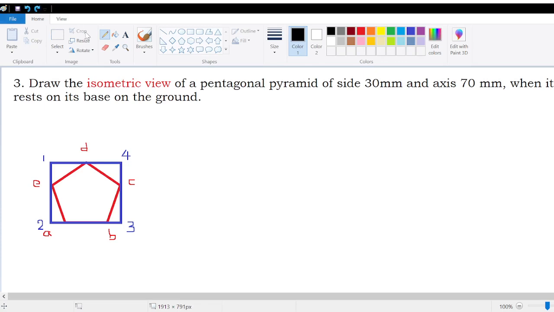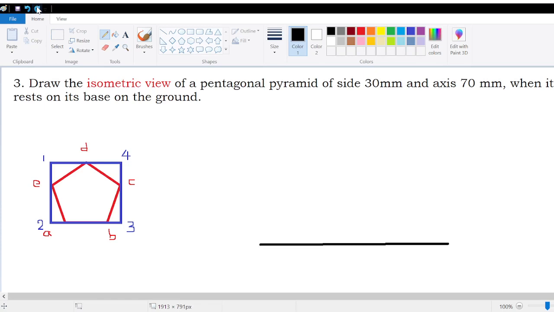Now for drawing the isometric view, first you draw a baseline and I'm going to pivot a point. So this pyramid is resting on its base on the ground. That means the pentagonal face, you assume that pentagonal face as a pentagonal lamina. So that lamina is horizontal. So there are no vertical edges for that lamina. So what we'll do is that we'll consider that it's a sheet of paper. So it is lying on the ground. So 1, 2, 3, 4 is a sheet of paper lying on the ground. So there is no vertical edge. So all are horizontal edges.